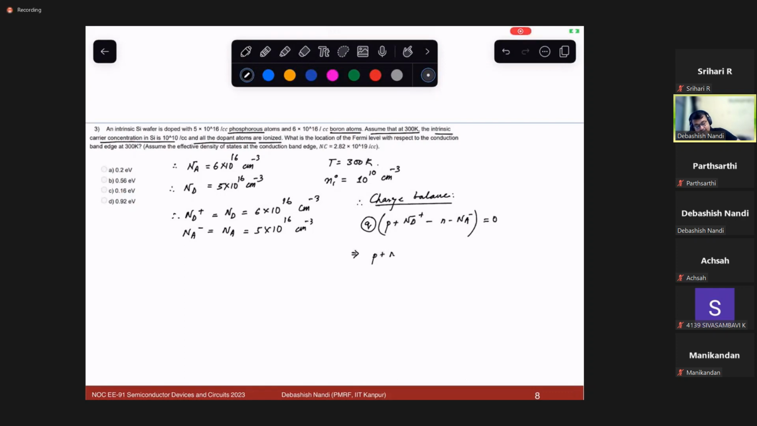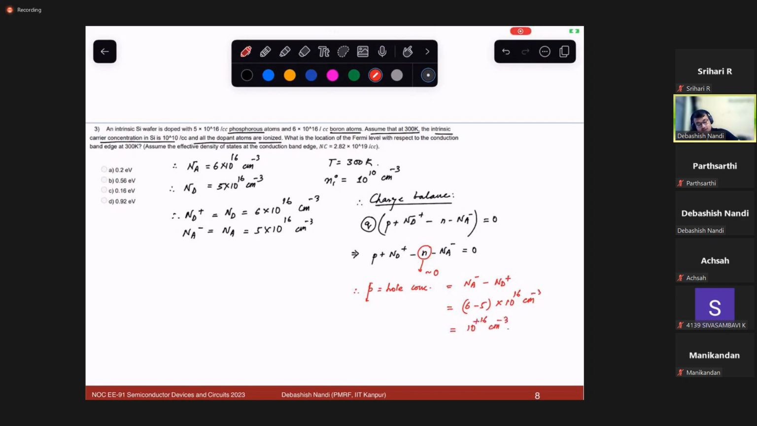Okay, for the time being, I am considering this quantity to be very small and equal to 0. We will prove later why I am neglecting it in this discussion. So what is my P, or hole concentration? It is nothing but Na minus Nd plus, that is 6 minus 5 into 10 raised to 16 per centimeter cube, so 10 raised to 16 per centimeter cube.